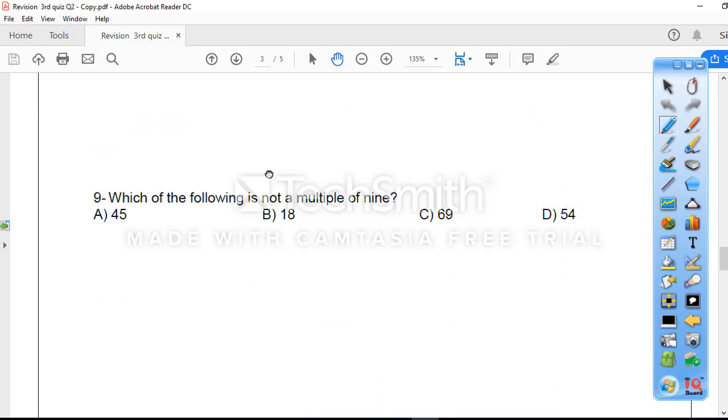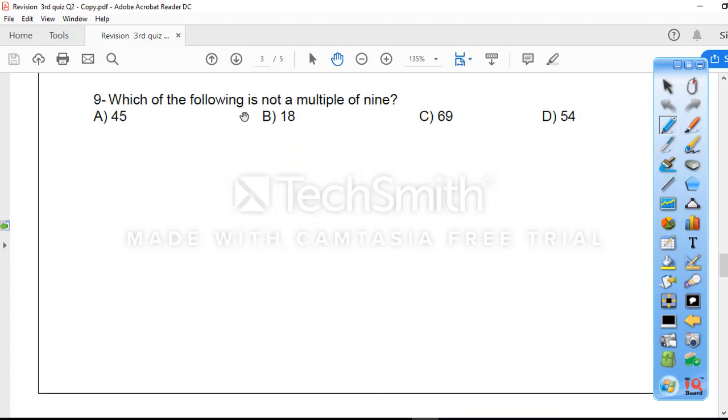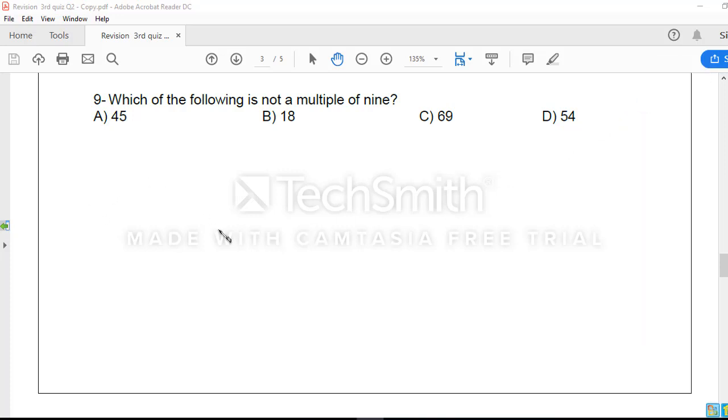Next question, question number 9. Which of the following is not a multiple of 9? So now ask yourself about multiples of 9. You will find that all of those can be, except one of them. 45, if you repeat the 9 five times, you can get it. So this one is a multiple, so I will not choose it. 18, if you repeat the 9 two times, you will get 18. So this one is a multiple, so I will not choose it, because you need the one which is not. 54 is a multiple because 9 repeated 6 times gives you 54. So this one also I will not choose. Only 69 is not a multiple of 9.